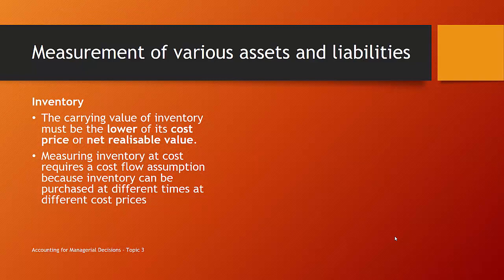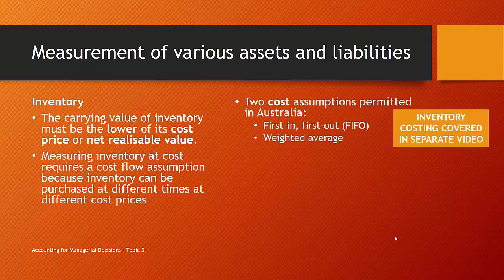Measuring inventory at cost also requires an assumption, because inventory is generally purchased not all in one hit over a period, and oftentimes inventory prices can change. And that could be for a variety of different reasons. It could be quantity discounts. It could be there are sort of issues with supply. It could be, again, other things that are going on in the market. The two cost assumptions permitted in Australia are first in, first out, so FIFO, and weighted average.